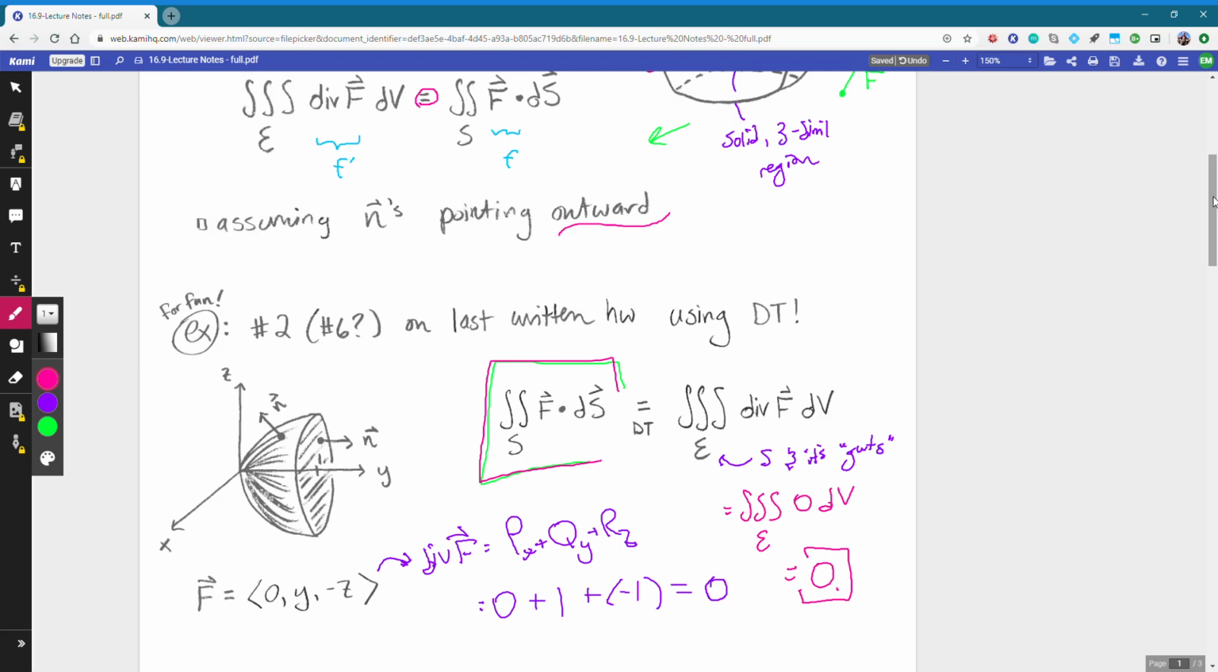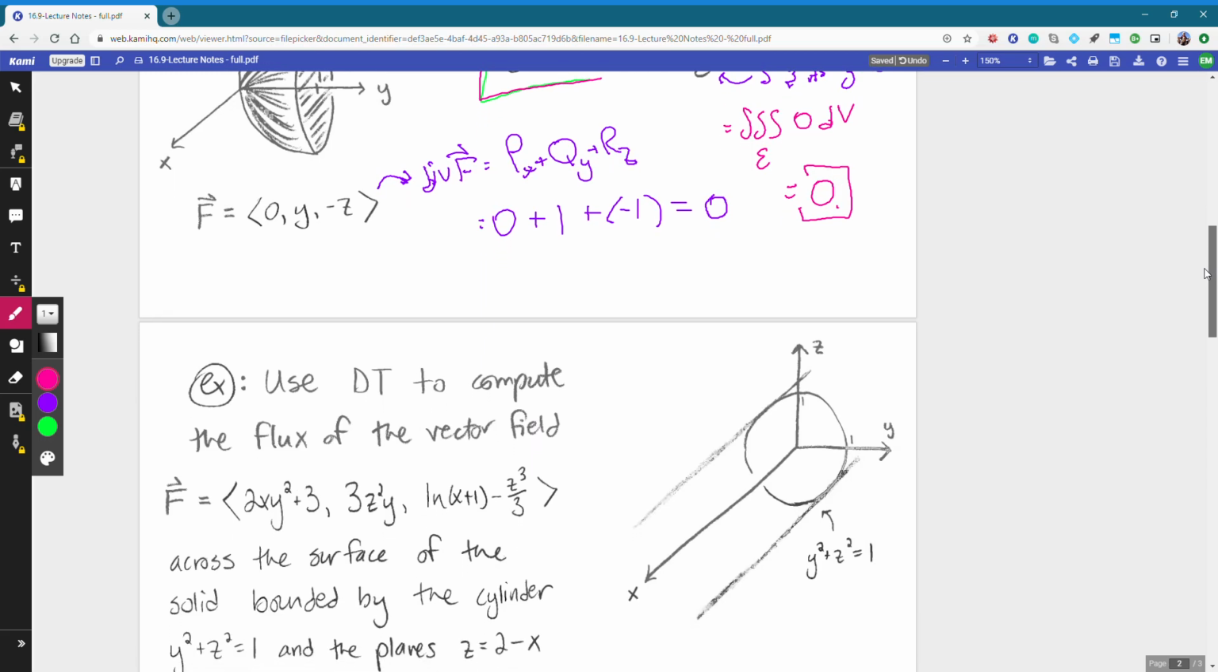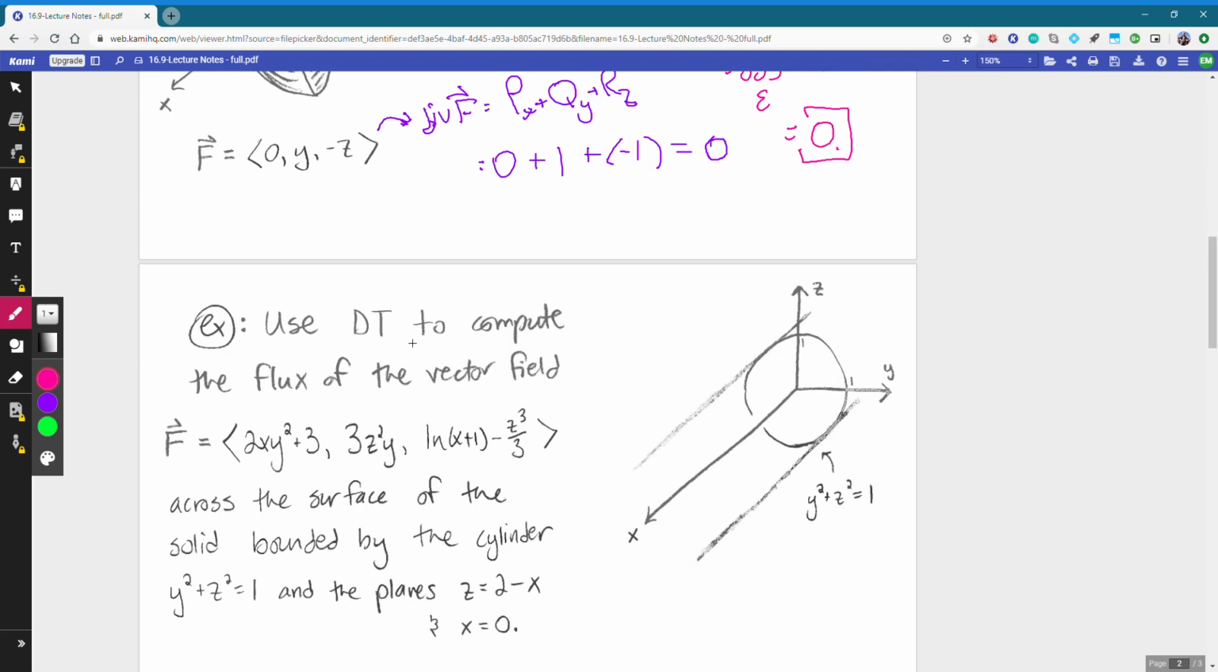The next example has a little bit more meat to it. Let's take a look. All right, so let's use the divergence theorem to compute the flux of the vector field. And recall, this is just fancy language for the surface integral for that vector field. For this lovely vector field right here, here's our F, across the surface of the solid bounded by a cylinder and some planes.